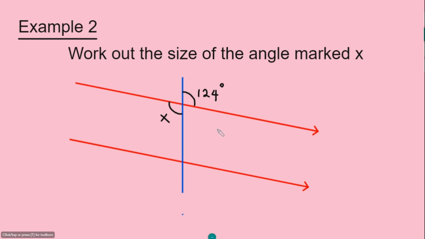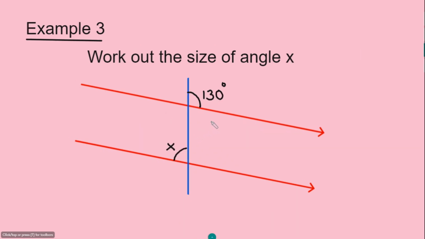The next kind of question you have here is to find the angle marked X. Now this is very easy to spot and tell because this is a vertical opposite. You have an X shape. Definitely X is going to be 124 degrees.